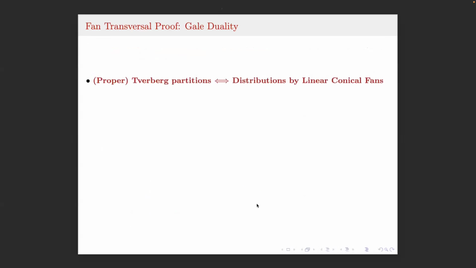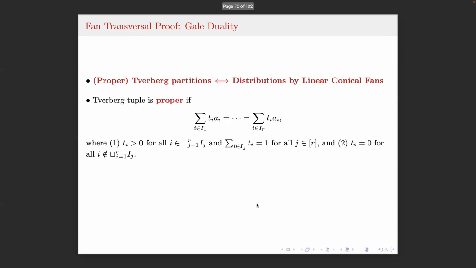So the main thing we do is that using that property, we have that these proper, what I'm going to call proper Tverberg partitions, correspond precisely with distributions by linear conical fans. So the conical fans were determined by hyperplanes. And in this situation, the hyperplanes are going to all be linear hyperplanes. And something similar will happen with linear complex hyperplanes. So ones where the hyperplane is a linear complex, is a linear space.